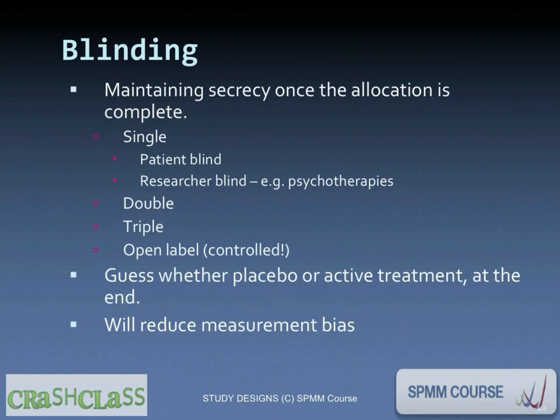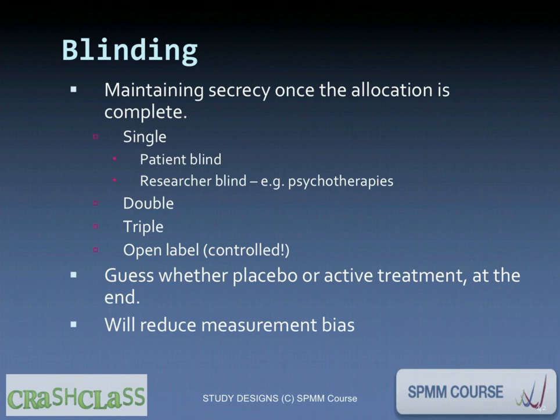What about blinding? Blinding is maintaining the secrecy once the allocation is complete. So this is something that starts after the treatment is assigned. Now you can have a single blind trial where only the patient or the researcher is blind to the allocation. Or you can have a double blind trial where both the patient and the researching investigator, the clinical investigator, is also blind to the treatment. What about triple blind? You have the patient blind, the clinical investigator blind, and also the analyst, the data analyst, he or she is also blind to the allocation.